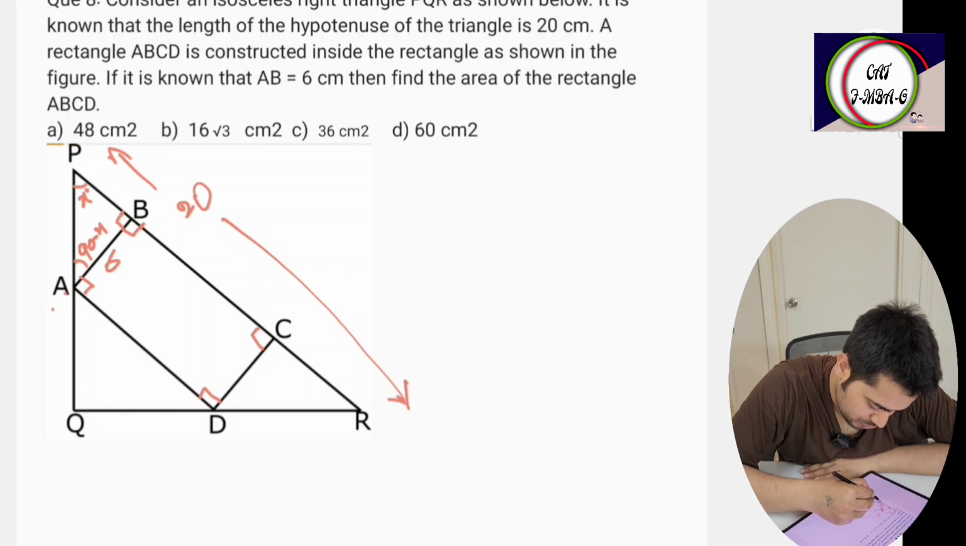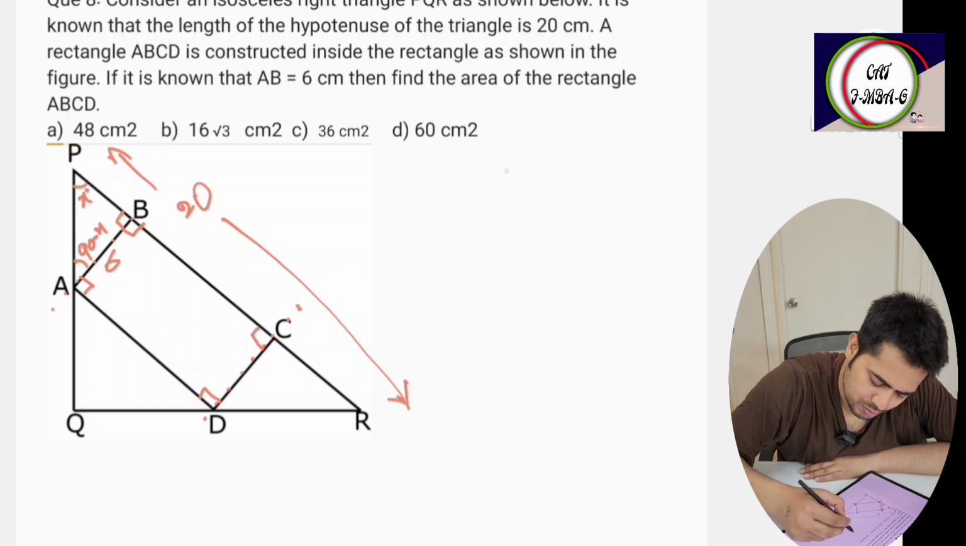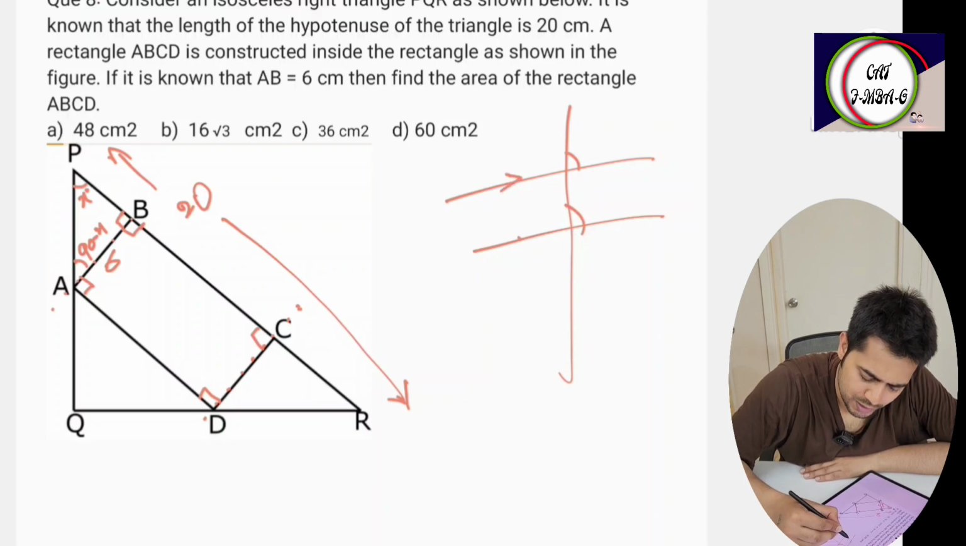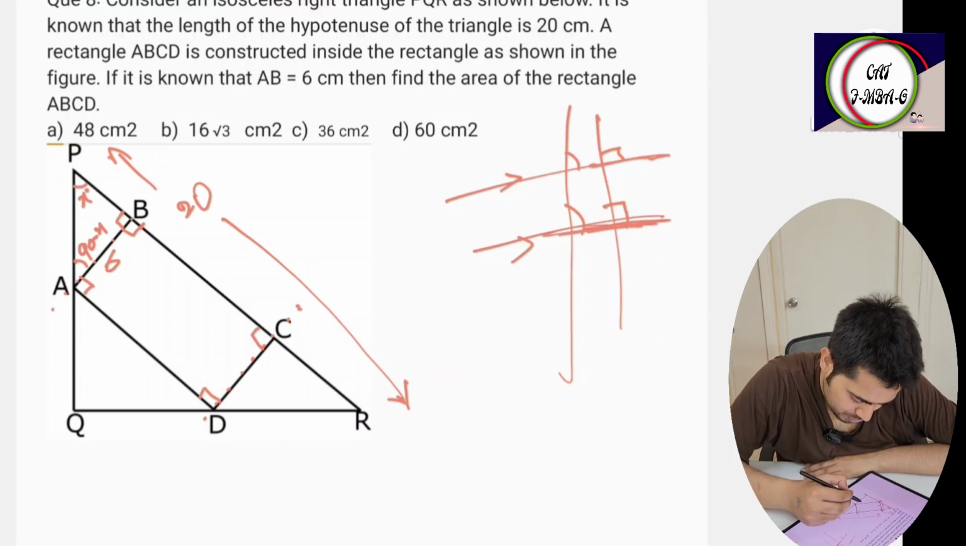Now these two lines are parallel because both AB and DC, these are perpendicular, and these two lines are parallel. If this angle is equal to this angle, then these two lines are parallel. So this is 90. In this case, this is 90, this is 90. So these two lines are parallel. So this is 90. So this is 90 minus x. So this is also 90 minus x.